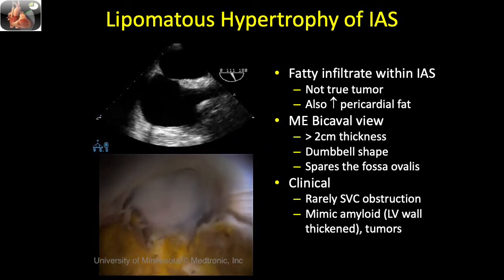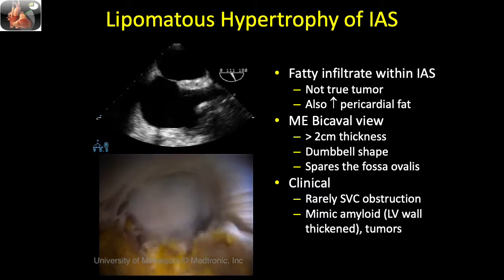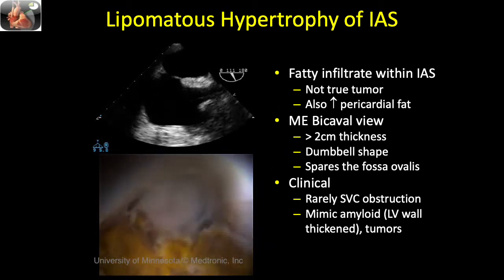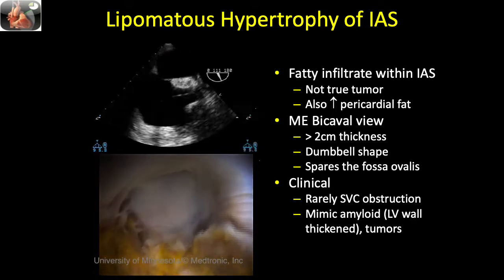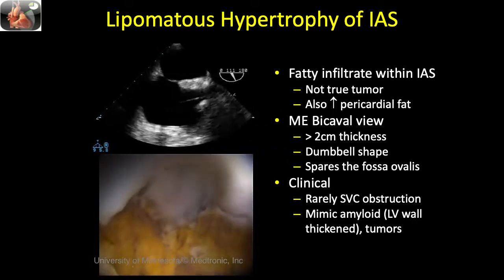This can mimic other causes of septal thickening, such as amyloidosis, tumors, and a surgical patch covering a repaired atrial septal defect. This is generally a benign condition and asymptomatic.